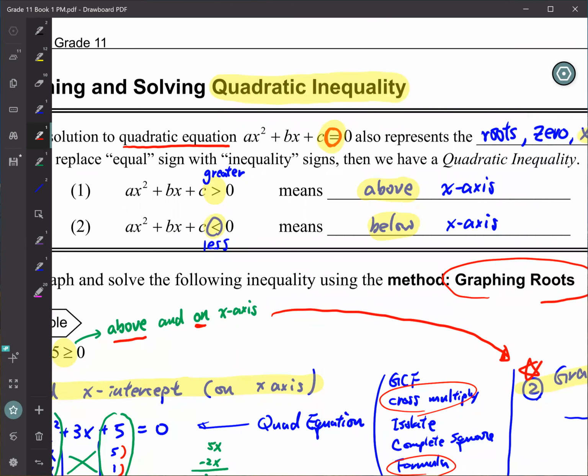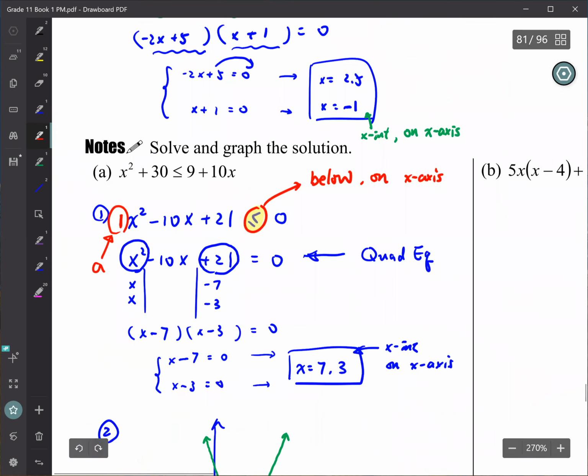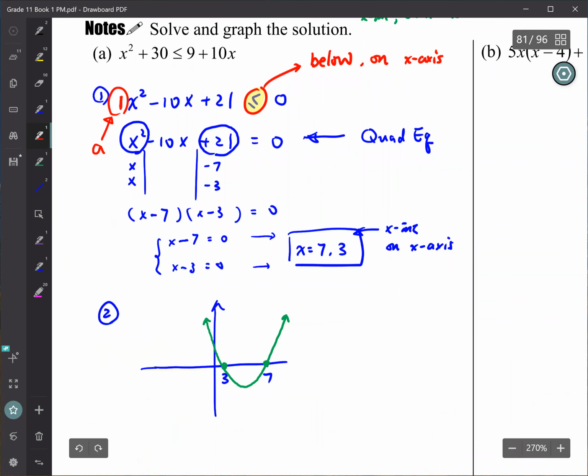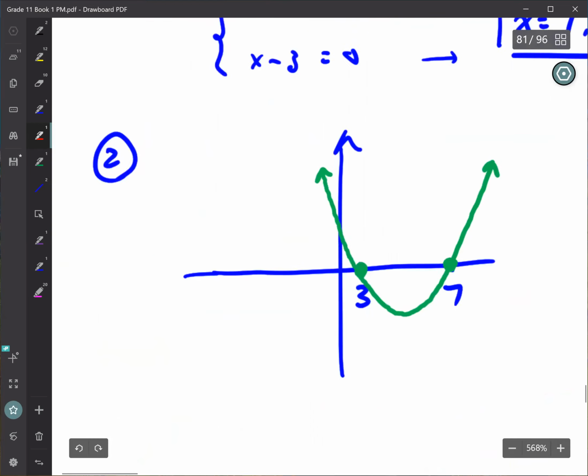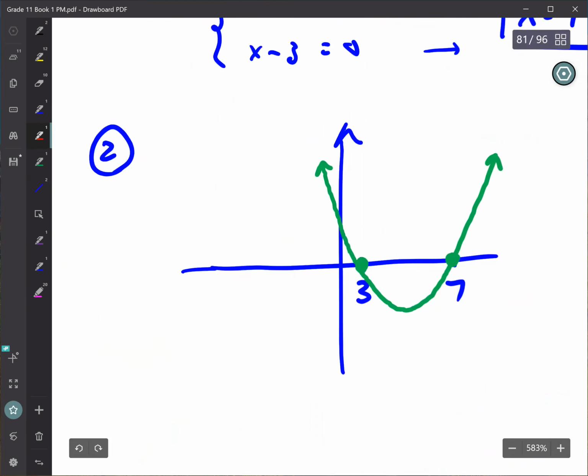Less than means below. Greater than means above. The question has less than. So we are looking for below x-axis. Below and on, okay? On will be these 2 points. Those are on x-axis. Below will be here. So once again, the answer we're looking for is in between, right? In between the 2 points.